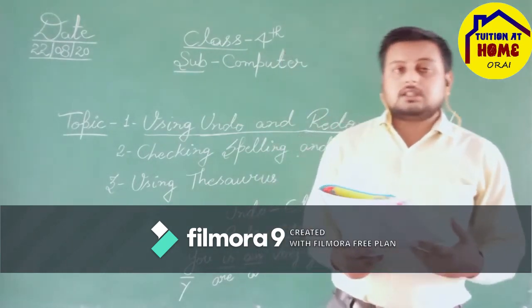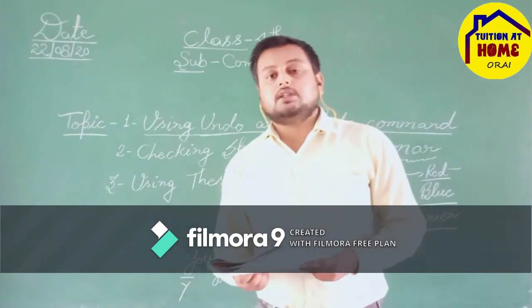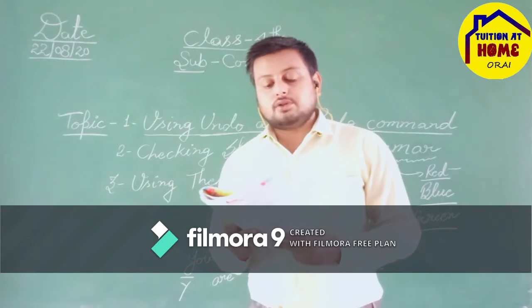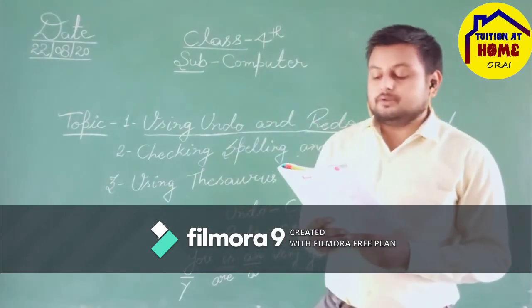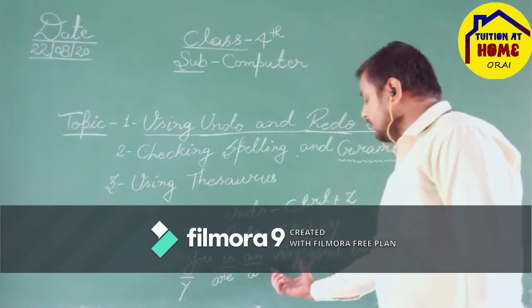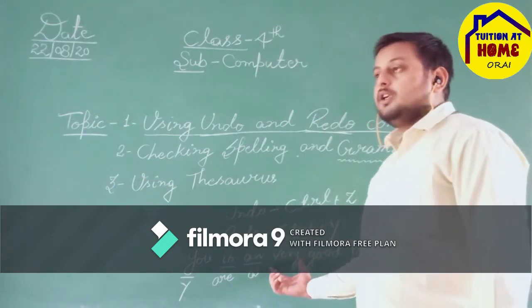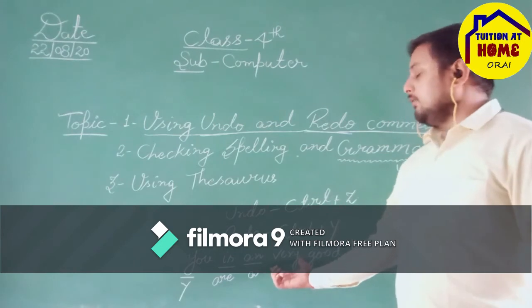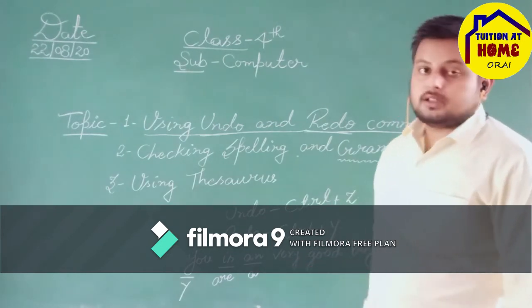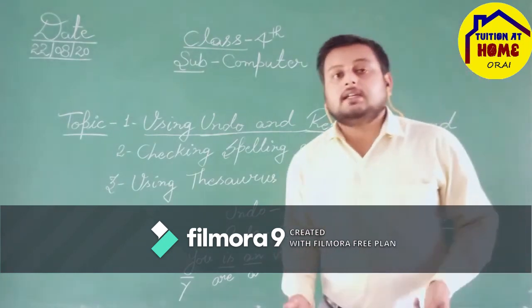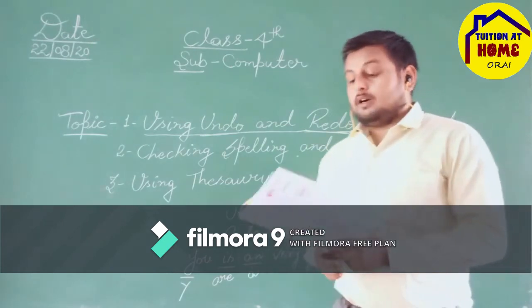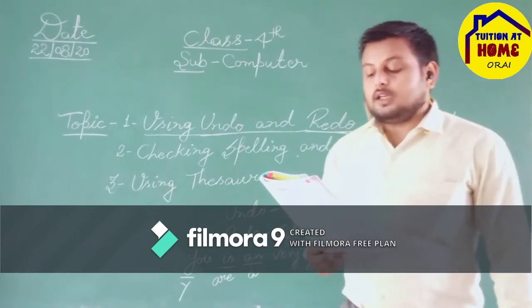There are some steps, so you can simply use that thesaurus feature. By following these steps to use the thesaurus, select the word for which you want to find synonyms or antonyms. Suppose I want to find the synonym or antonym of the word "very". I just select that word, and it is highlighted in blue. After it is highlighted, the next step is to click on the Review tab.